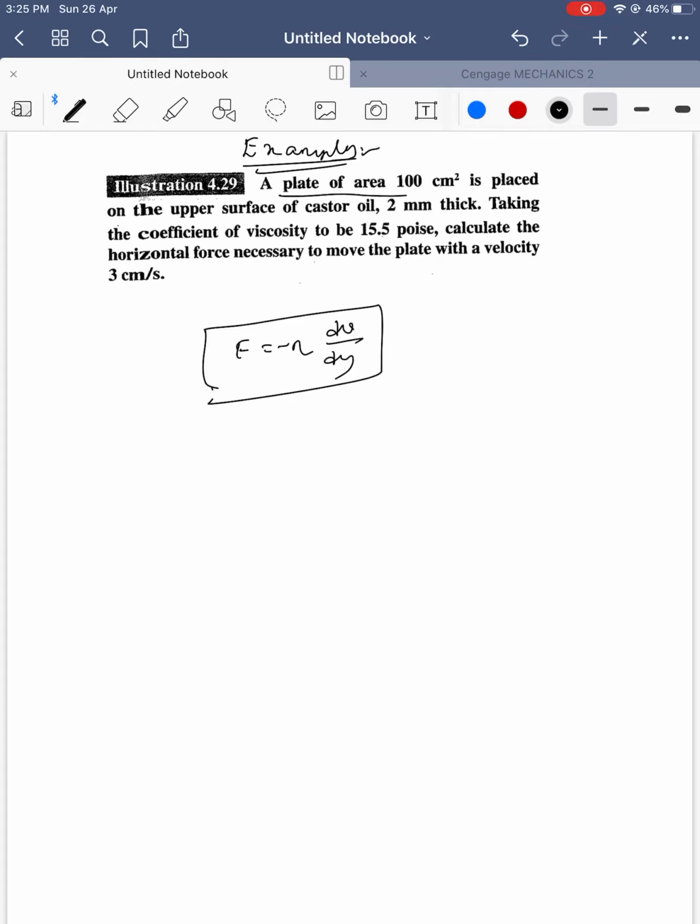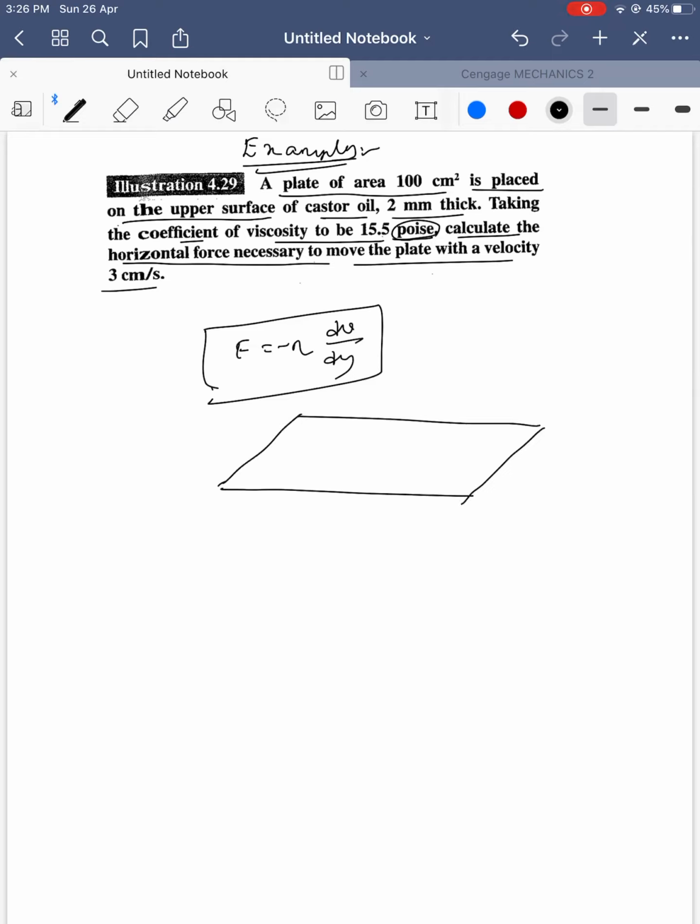Okay, let's see. A plate of area 100 centimeter square is placed on the upper surface of castor oil, 2 millimeter thick, taking coefficient of viscosity to be 15.5 poise. It's given in which unit? CGS unit, convert into SI. Now calculate the horizontal force necessary to move the plate with a velocity of 3 centimeter per second. So let's draw the diagram.